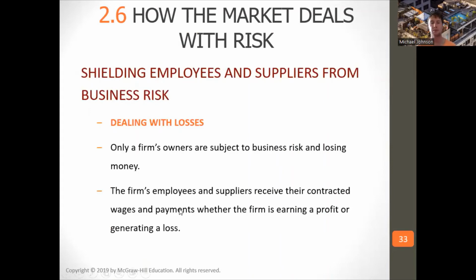The firm's employees and suppliers receive their contracted wages and payments, whether the firm is earning a profit or generating a loss. They always make a salary as they're employed. That's good, but it's still not as much as the owners make. However, the owners take the risk. If the business is going under, the owners can lose all their ownership. But if the business is doing well, they're going to benefit way more than the employees. There's a lot of risk to it, but the benefits far outweigh the cost.